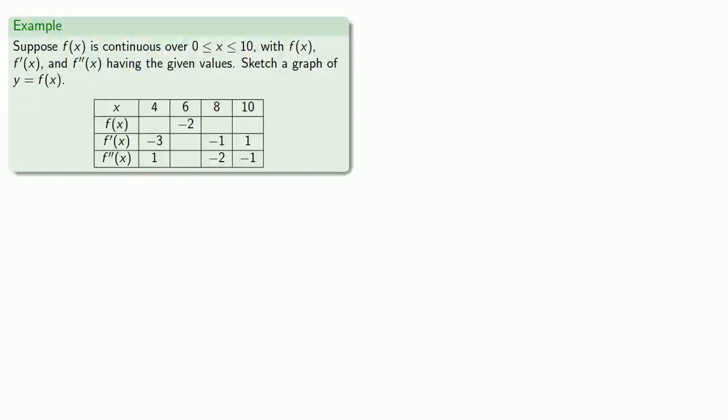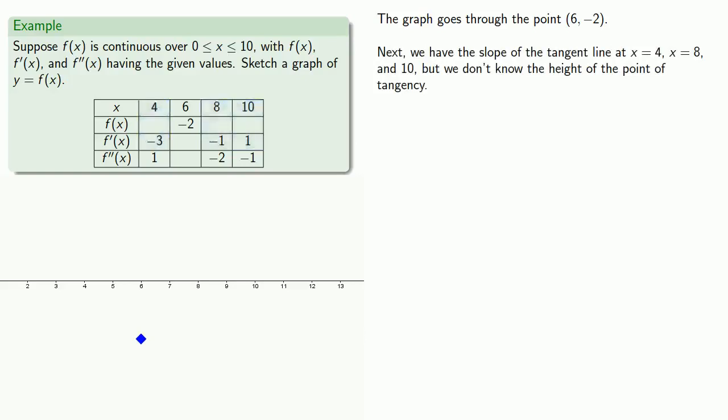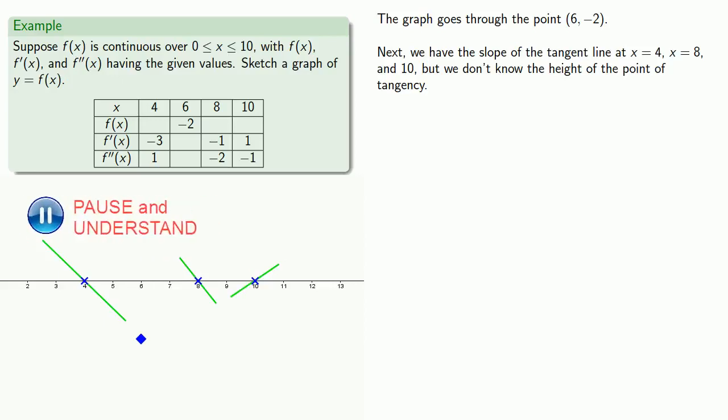For example, suppose we have the following information. Again, it's convenient to start with an actual point on the graph. And we know the graph goes through the point (6, -2). We also know the slope of the tangent line at x equals 4, x equals 8, and x equals 10, but we don't know the height at the point of tangency. So we'll put down a couple of placeholder points and run some tangent lines with the appropriate slopes, but we know we will have to adjust their heights later. At this point, we could adjust the heights and get a stick figure graph.